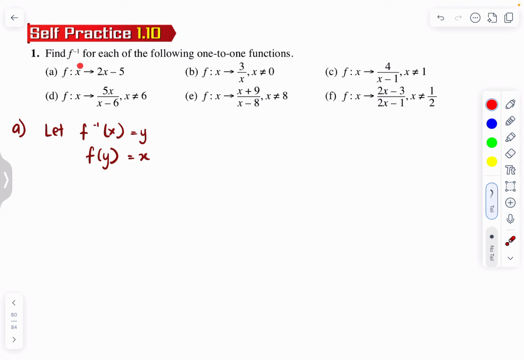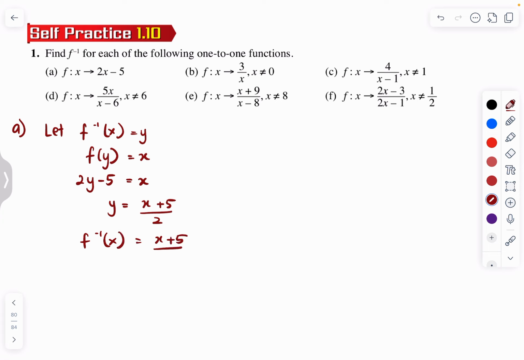Then, if this is f of x, 2x minus 5, f of y would be 2y minus 5. Then, from here, we need to make y the subject, because if you make y the subject, you can find f inverse. So y is (x plus 5) divided by 2. So we can say f inverse x is (x plus 5) divided by 2. This is our answer. Done. Next, let's look at B.